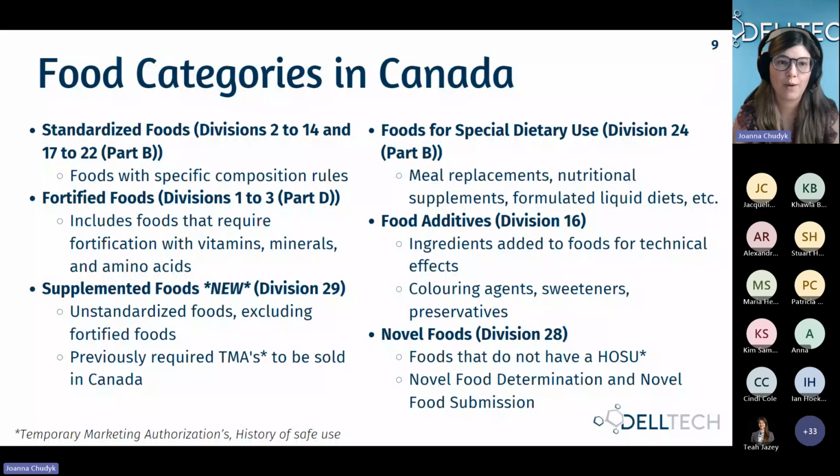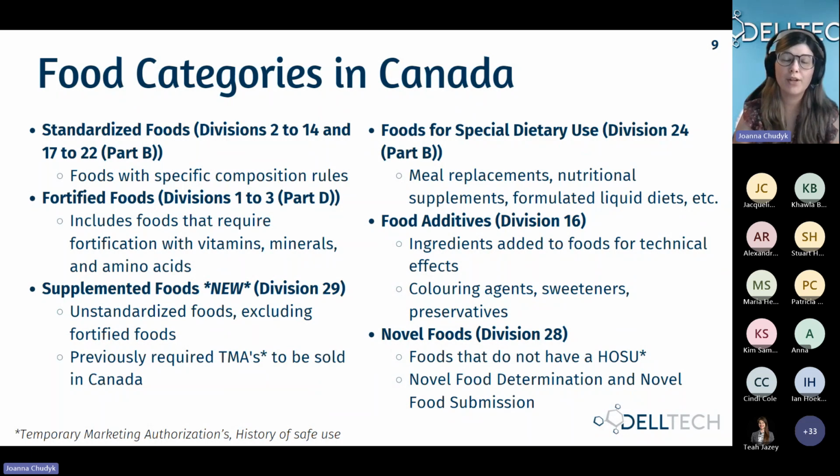And this letter came with rules that you needed to abide by if you wanted to sell your product in Canada. Most of these rules were to collect data from your consumers. So, who's consuming your product? Are they reading the directions for use? Are they reading the cautionary statements? All of this data was collected and analyzed by the Food Directorate, and that is what was used to create the supplemented food regulations.